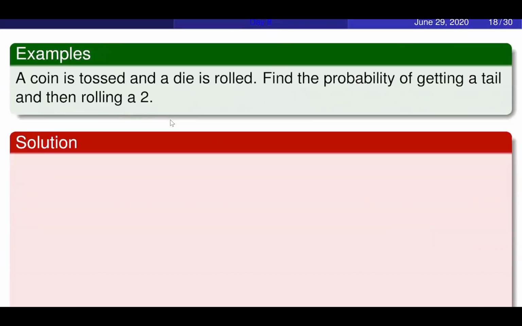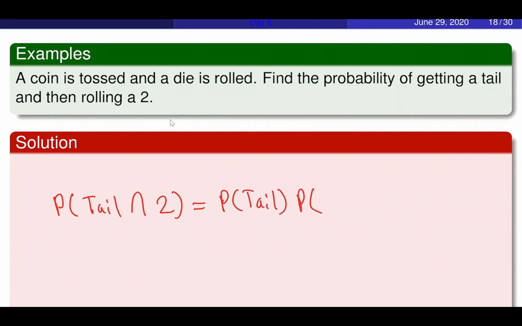All right, so let's do this one. A coin is tossed and a die is rolled. Find the probability of getting a tail and then rolling a 2. So you want to find the probability of getting tail and then getting a 2. If you look at this one, these are independent events again. So we want to find the probability of getting tail and then the probability of getting a 2.